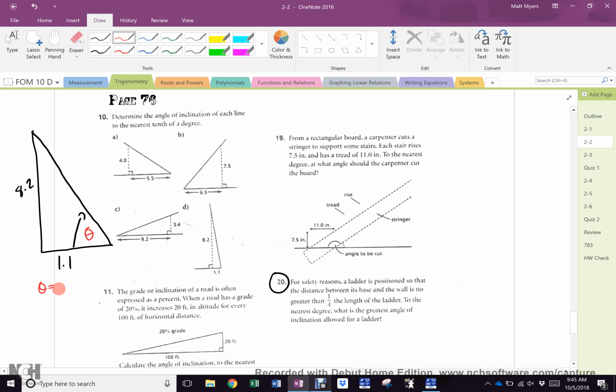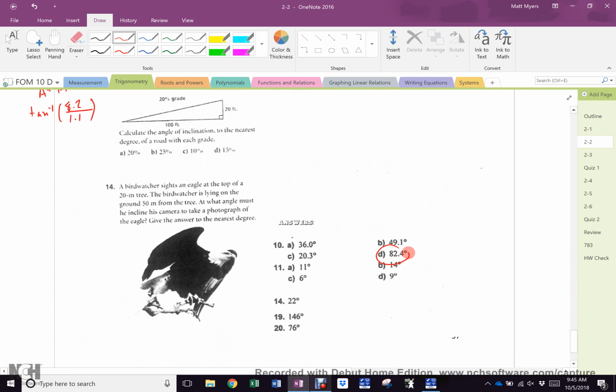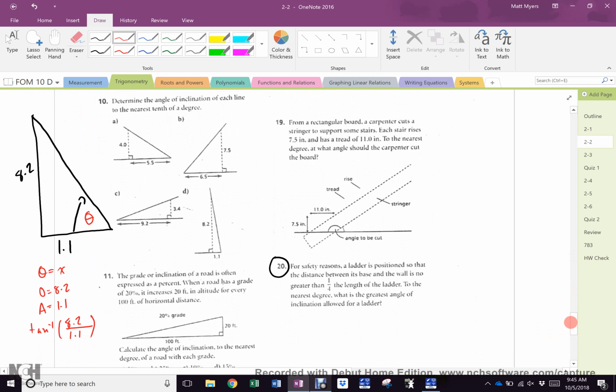Theta is unknown, so it's x. 8.2 is opposite. Adjacent is 1.1. Since I need an angle, it is shift tan or tan? Shift tan. Shift tan of opposite, 8.2, divided by adjacent, 1.1. Bracket. Okay. Close the brackets, hit equals. And then when you do that, if your calculator is in the right mode, you will get 82.4. Everyone is good, yes?